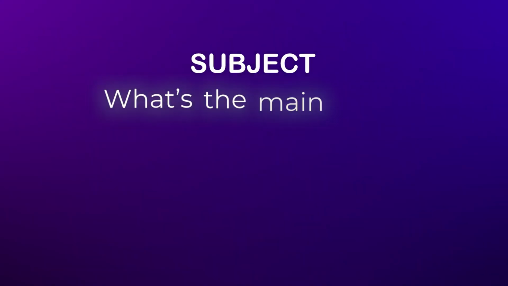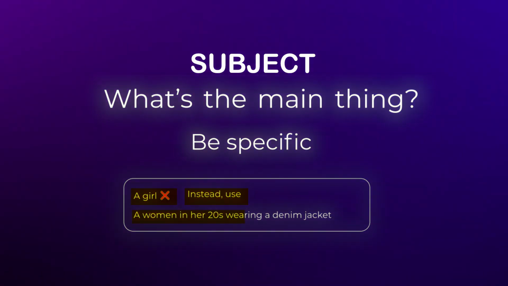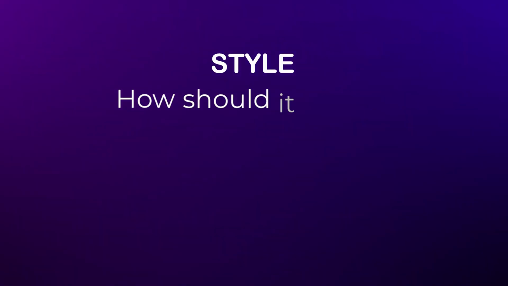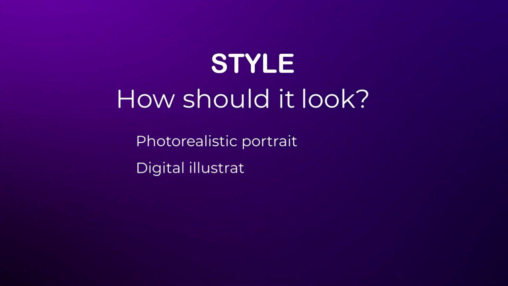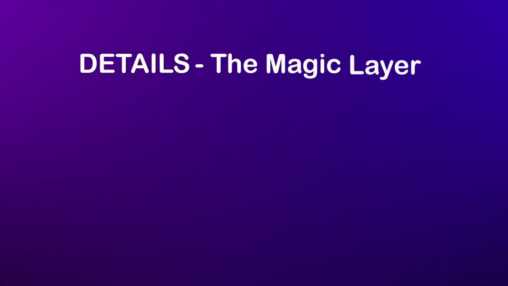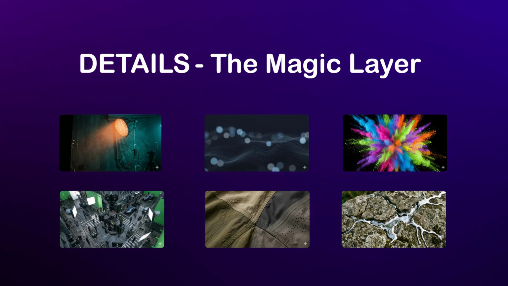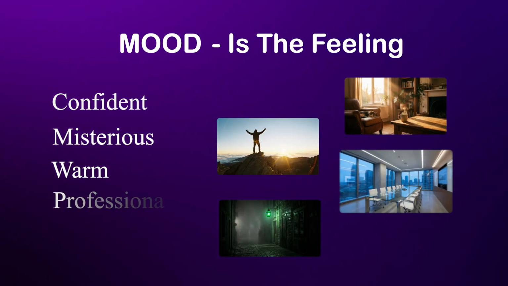Subject. What's the main thing? Be specific. Style. How should it look? Photorealistic portrait, digital illustration, studio photography, cinematic poster. Details is the magic layer. Lighting, background, colors, camera angle, clothing, textures. Mood is the feeling. Confident, mysterious, warm, professional, inspiring.